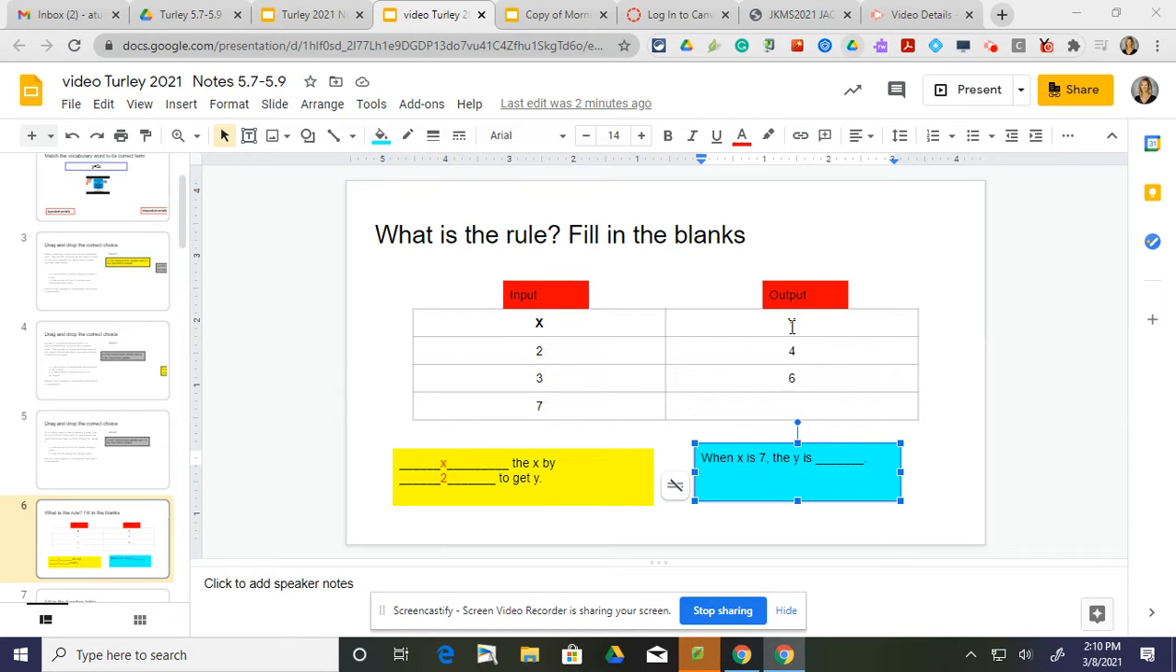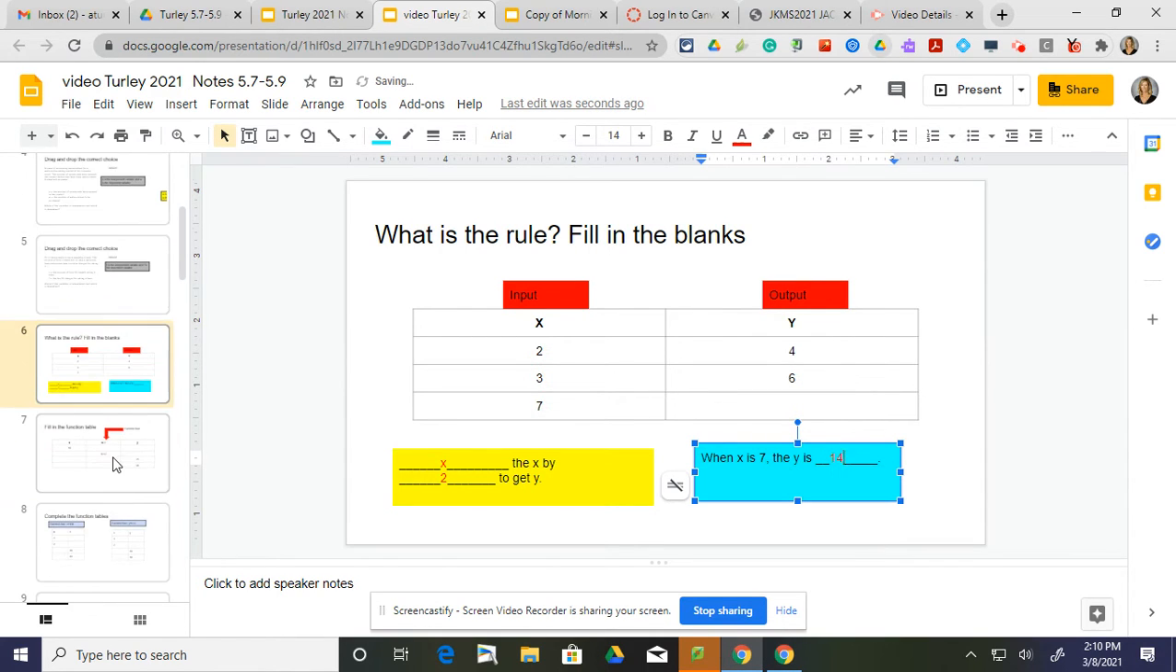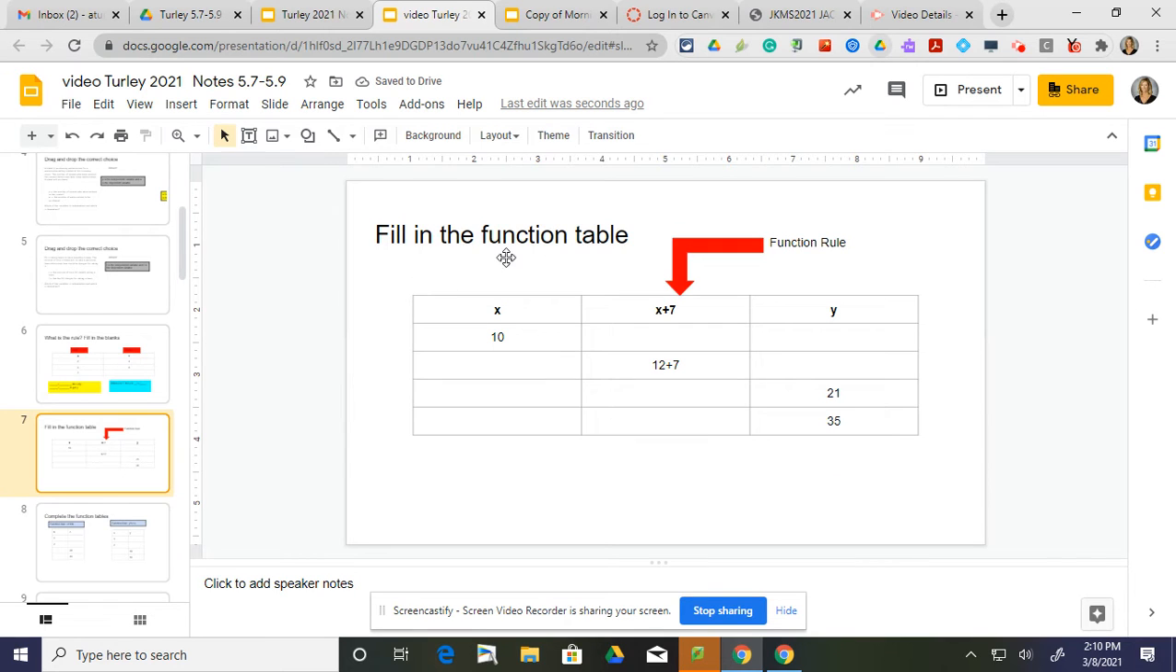Okay, so we are back to the second part here. When x is 7, we will multiply it by 2, so the y would be 14. Okay, next slide says fill in the function table. So here we have an x. Here, this is what we call our function rule, and this would be our y.